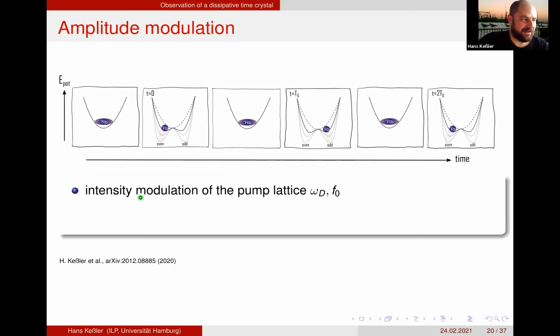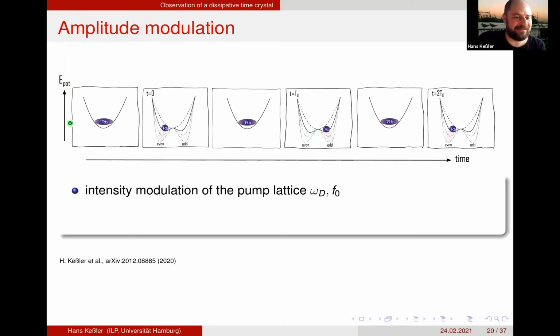That means technically, in the experiment, we vary the intensity of the light field creating our pump lattice with a frequency omega_d and a strength f0. Here's a sketch of why this intensity modulation leads to a subharmonic, period-doubling response of our system.